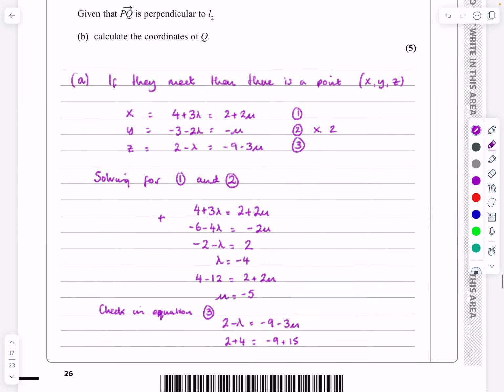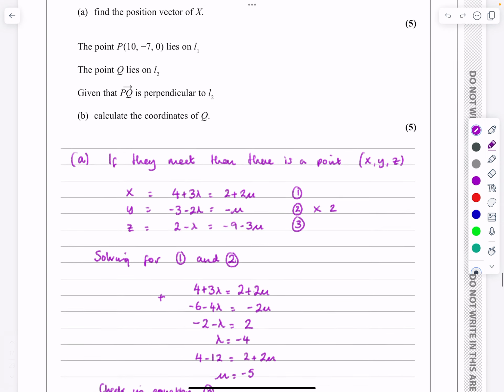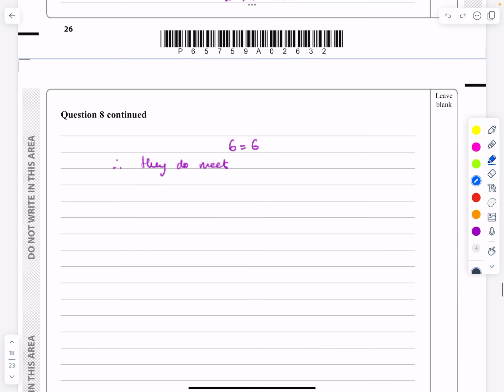What's the point of intersection? Now, do I want the point of intersection? No, I want the position vector of X. So I can either use the lambdas or I can use the mu's to work out what X, Y, Z are going to be. It doesn't matter. I'm going to use the lambdas.